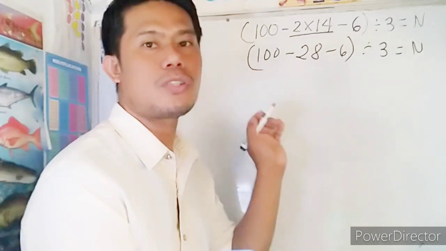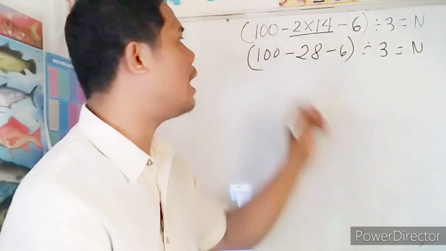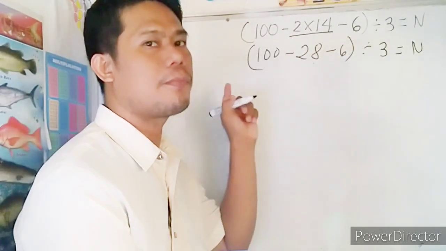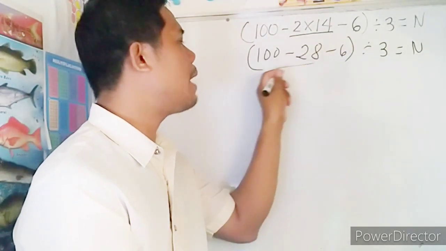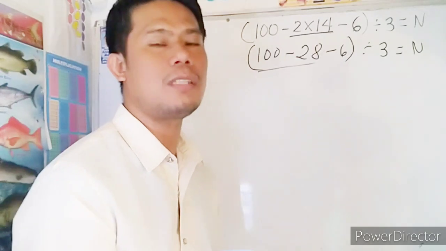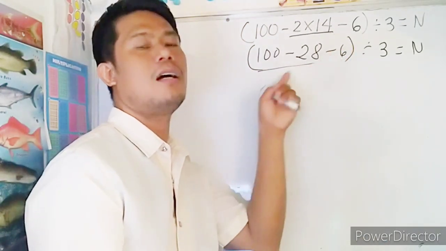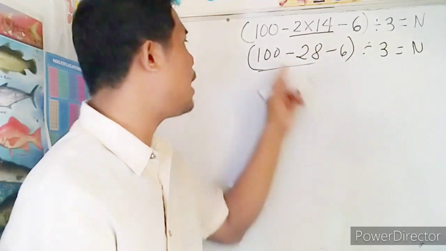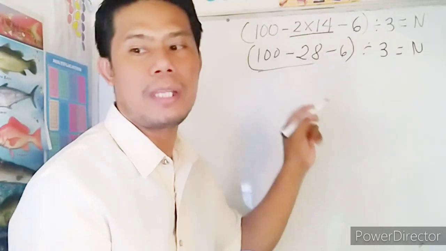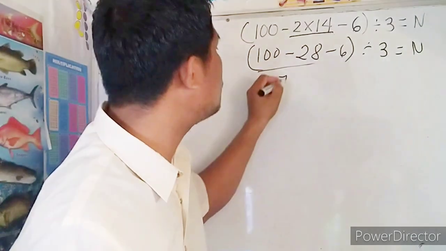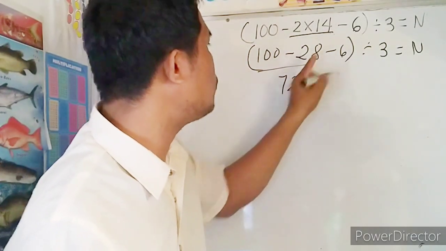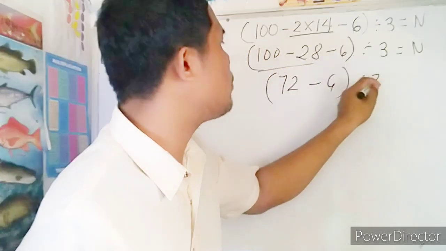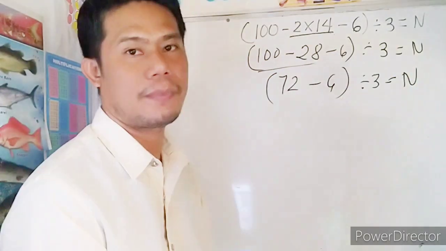Next, we're going to solve again inside the parenthesis, and we start from the left. So we have 100 minus 28. Why 100 minus 28? Because it's the same operation, so let's start with the left. So we have 100 minus 28 equals 72. Okay, so 72 minus 6. Then we have the parenthesis divided by 3 equals n.